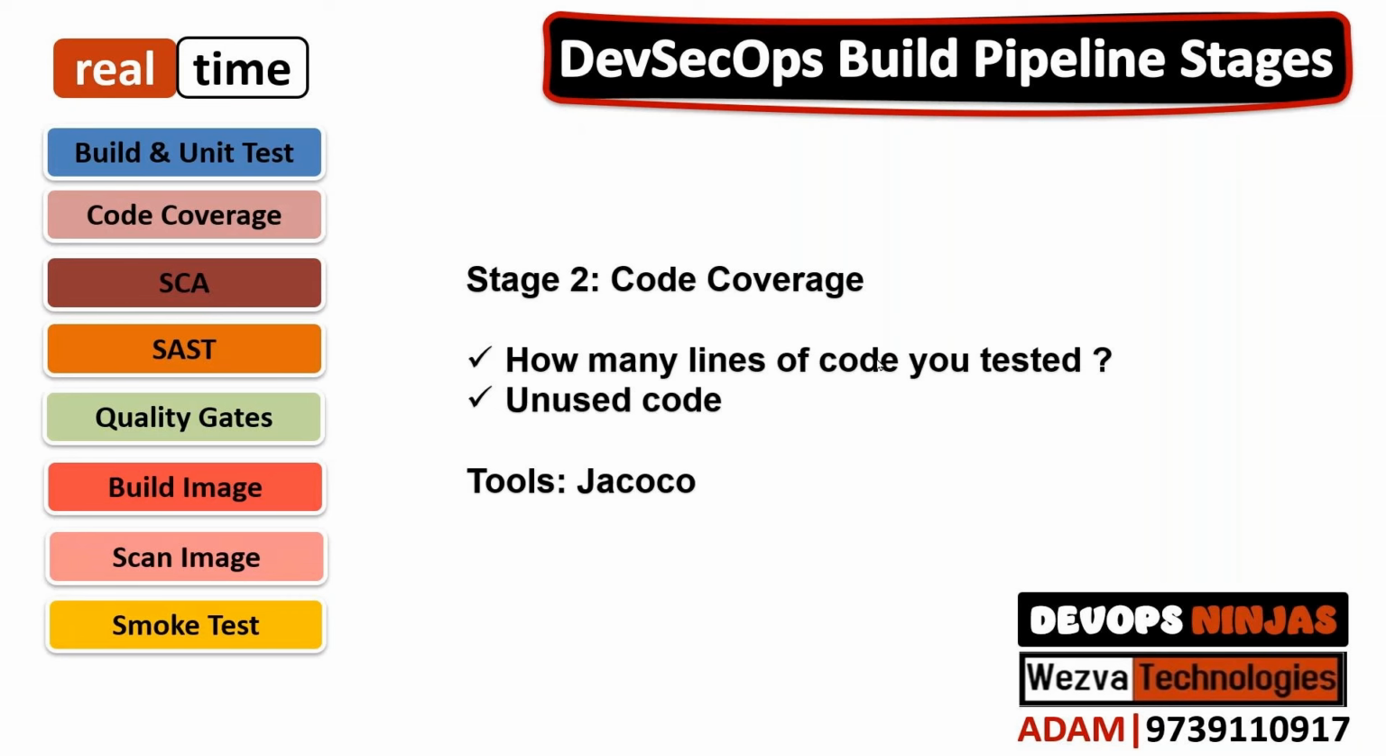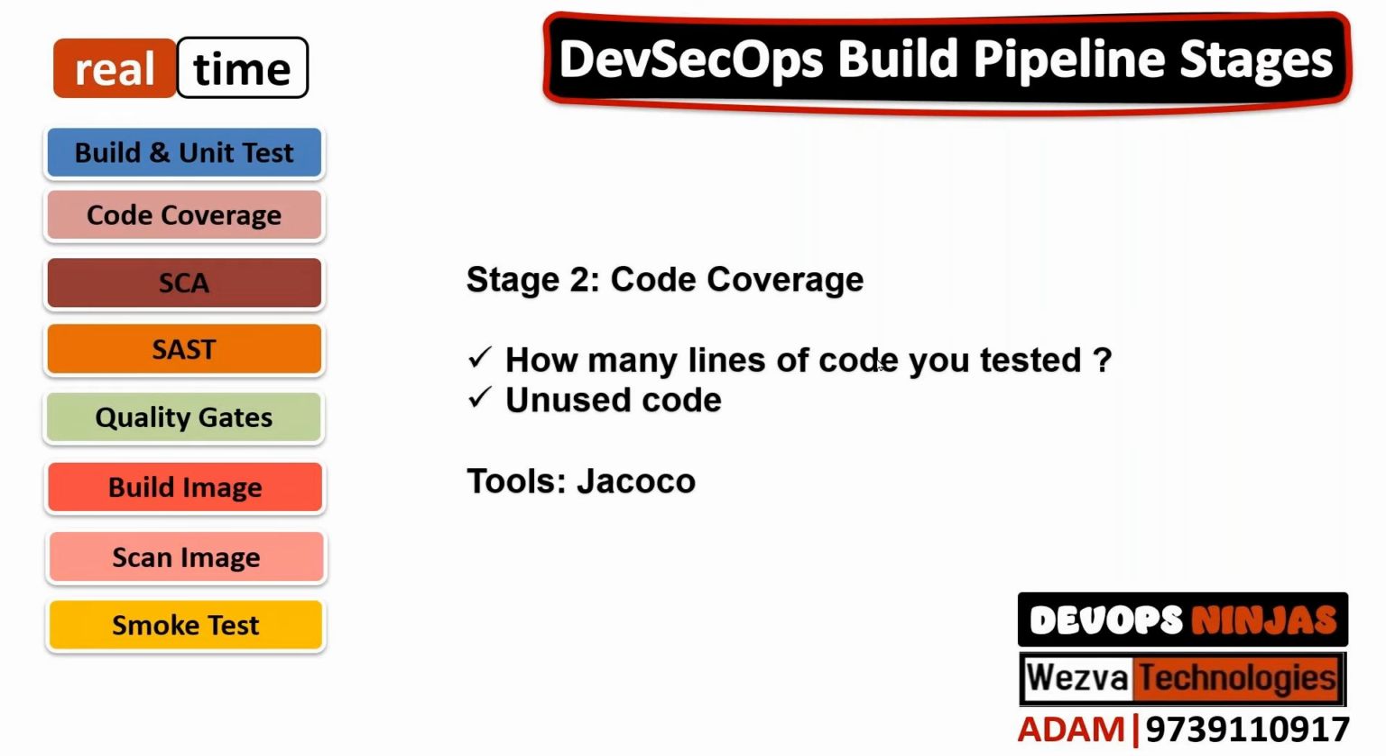And for code coverage, unit test is the input. Got it? So that's how you first do the build and unit test, and then you do the code coverage. Now, again, there are many tools available in the market, open source and enterprise, depending on what programming language you are using to build, and for that, there are some specific tools. One of the most popular tools in the market for code coverage is JaCoCo.